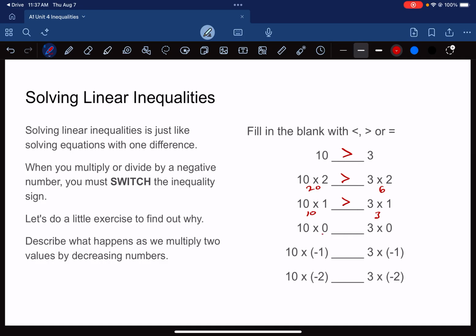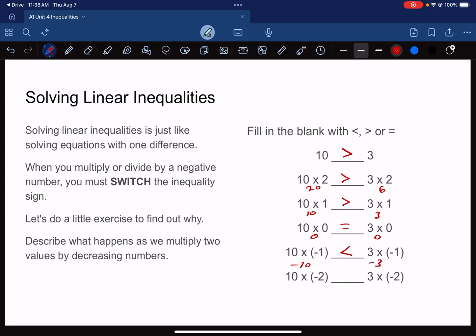Is 10 times 0, which is 0, or 3 times 0, which is 0, less or greater? Well, neither. They're equal. Now, what if I multiply by a negative? Notice my numbers have been decreasing. I've gone 2, 1, 0. Now, what happens when I multiply by a negative? I get a negative 10 and a negative 3. Now, which one is greater? Well, because they're negative, the negative 3 is greater.